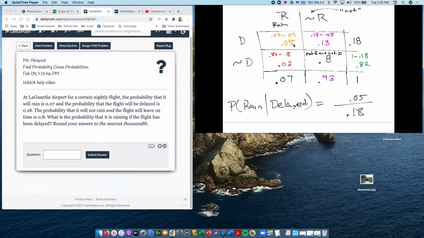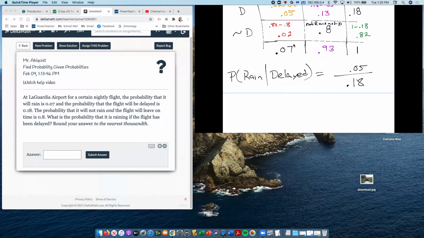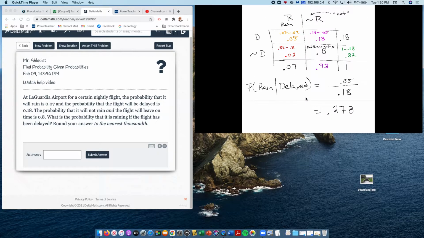0.05. So if we take that 0.05 divided by 0.18, if we do that on a calculator, I'll do that real quick. I'll do 0.05 divided by 0.18. I get 0.278 rounded to the nearest thousandths. So that's the way I would probably do this type of problem, is I'd use that figure.